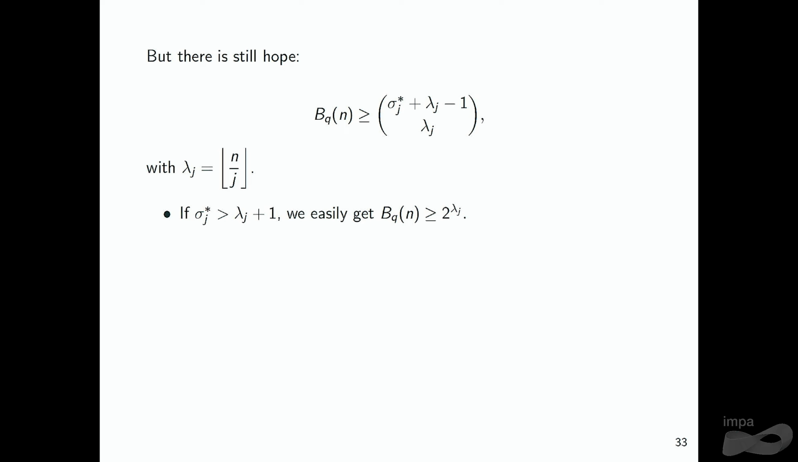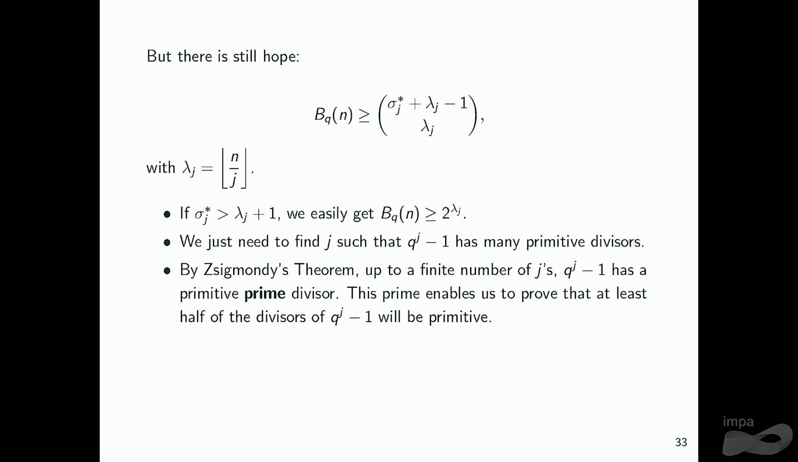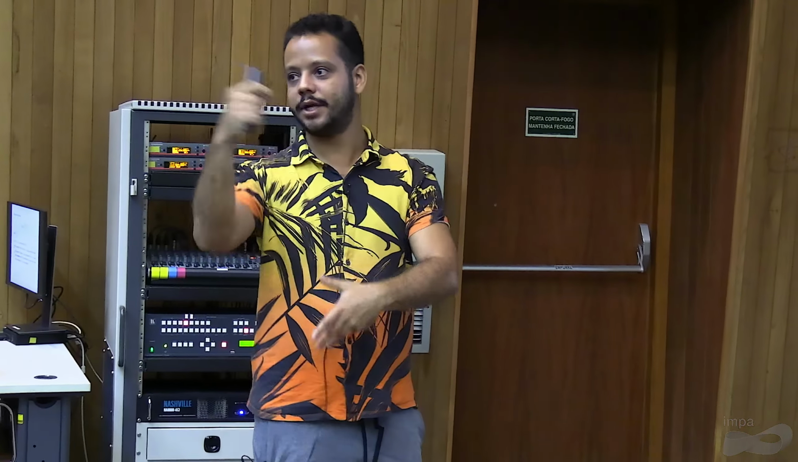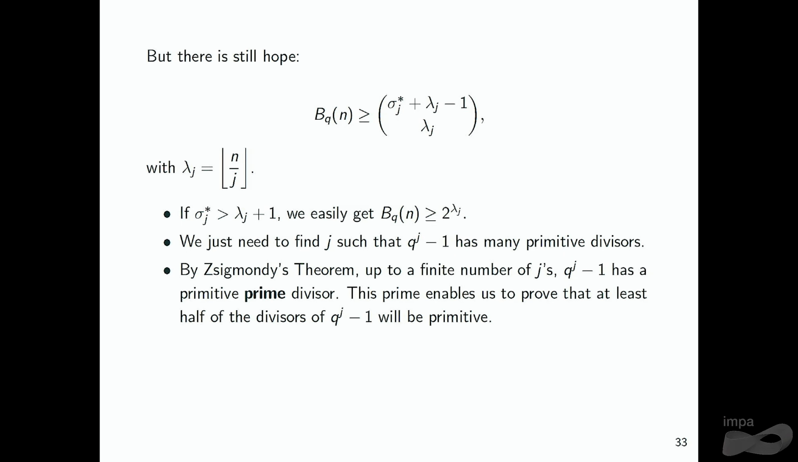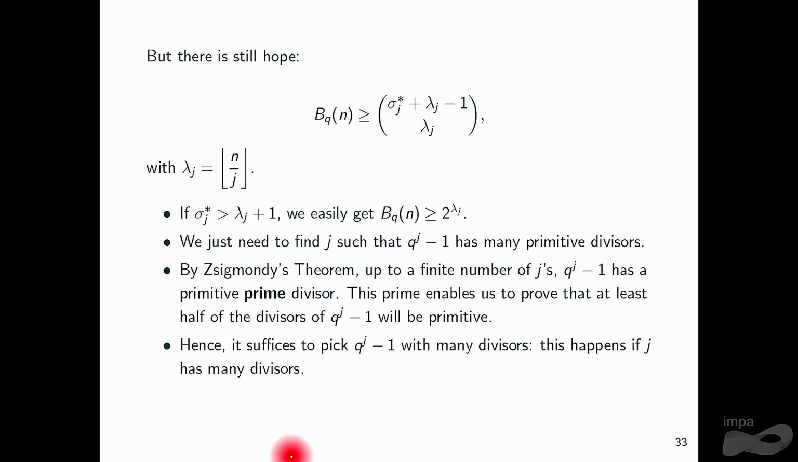And so basically the strategy, I'll skip the details. We just want to find sigma j star large enough. If this number is big, we can get a nice lower bound for the binomial. And the idea here is that there is a theorem of Zsigmondy's. Basically, the primitive divisors divide with the exponent j, but not a smaller one, and most of the divisors will have this property. So I just need to find j such that q to the j minus 1 has many divisors.